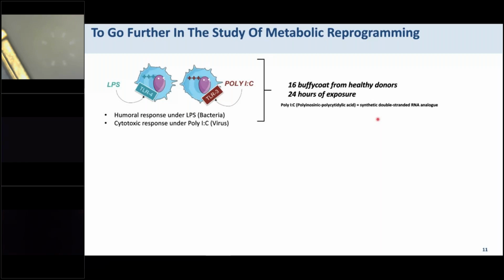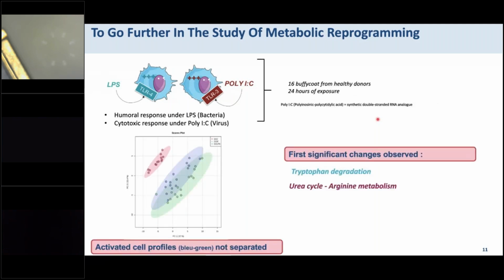under different activation. So here we compare the signature of 24-hour bacterial activation with viral activation mimicked by poly-IC. The PCA study of the metabolic profile shows a good separation between unactivated cells, here in red, and activated cells. Two different metabolic pathways caught once again our attention, tryptophan and the urea cycle.